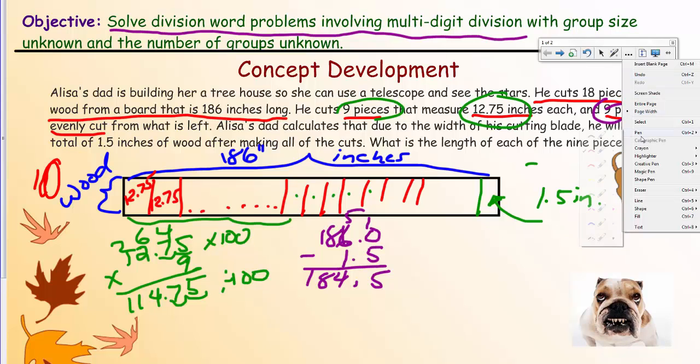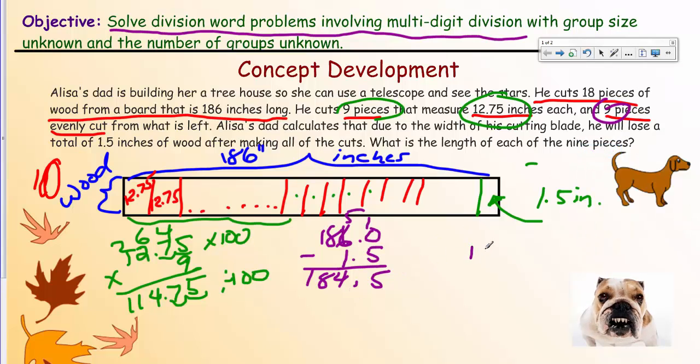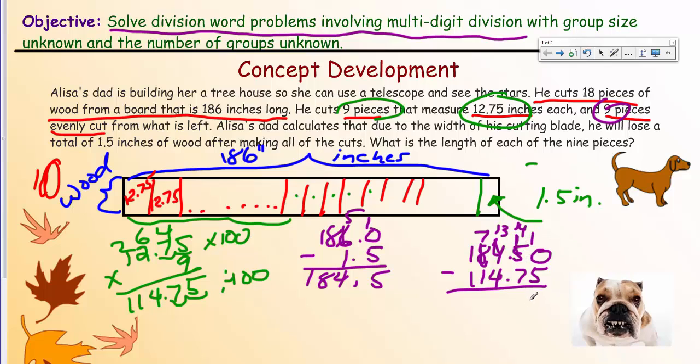And now we come up again. So now we have our 184.5, and then we're going to subtract that same amount, 114.75. Okay, and let's see, we need to regroup all the way. My goodness, we have to come all the way over here. We give that one there, and then that's going to go to 13. It's going to go to 14, and 1, 5, 7. That looks like 9, and that looks like 6. 69.75.